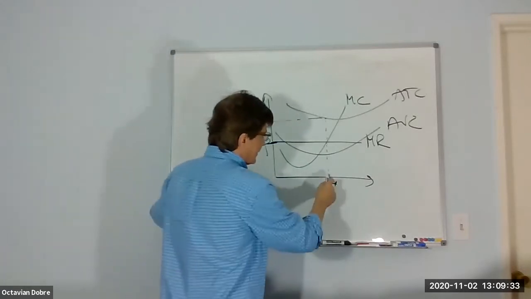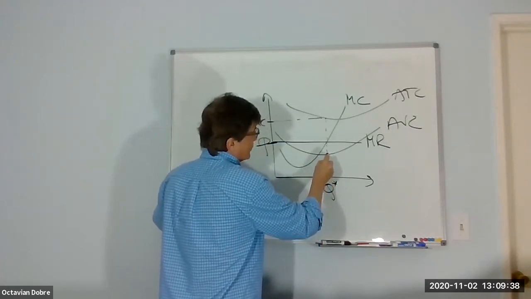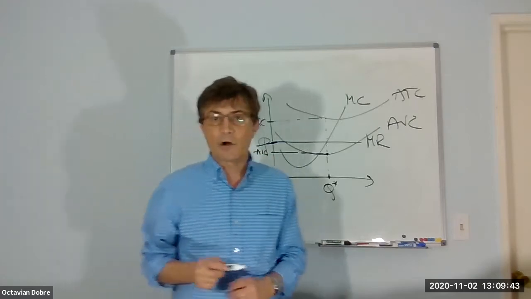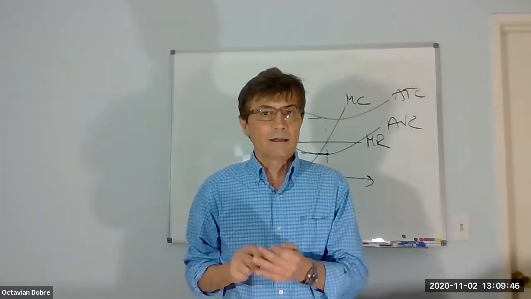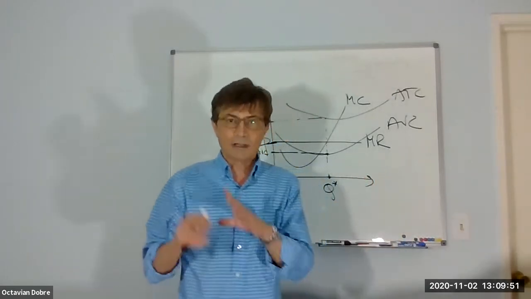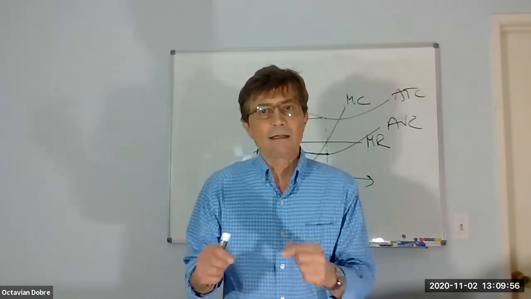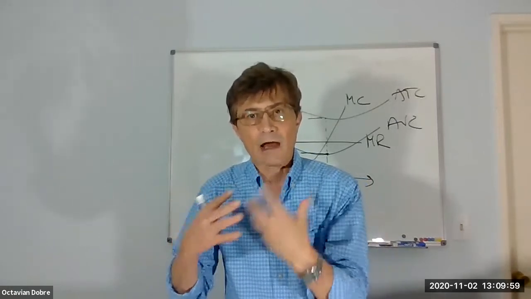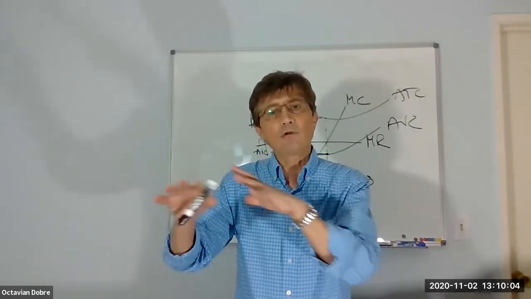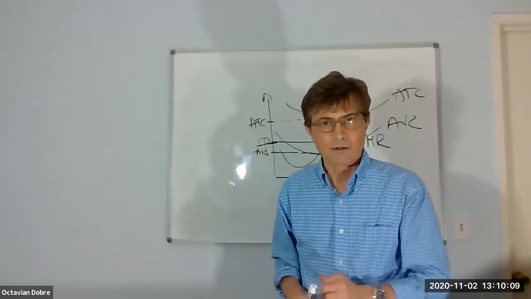Well, for the average variable cost, you go from Q star all the way to the average variable cost, and then you can read here what the value for the average variable cost is. And you can see that the price is greater than the average variable cost, and therefore in this case I want to stay in business. Because what's happening is that my revenue, price times quantity, is able to cover the variable cost, my labor, my materials, and so on.